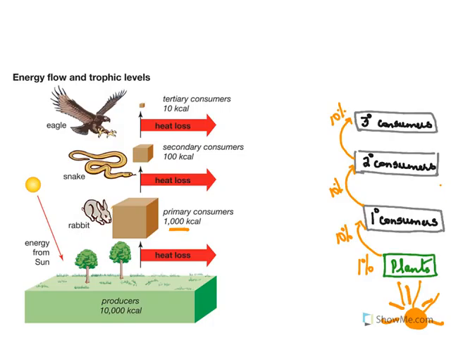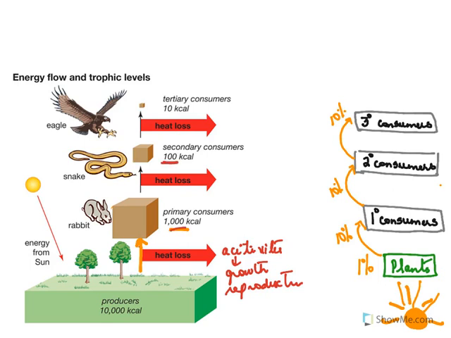Let's understand this transfer of energy with this example. Now 10,000 kilocalories were available at the plants, but at the rabbit level there was only 1,000 kilocalories available. And this is because the 9,000 kilocalories have been used up for the life activities of the organism, maybe for growth, for reproduction, and for other life activities. So only 9,000 were used for life activities, 1,000 kilocalories were available at the rabbit level.